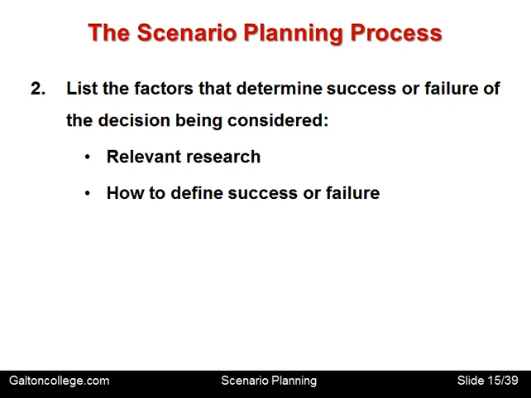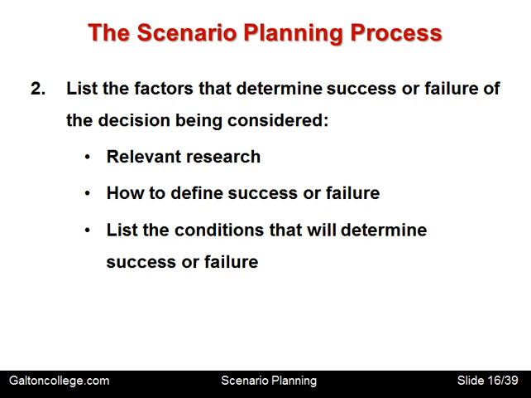And define success or failure. How does a company know when it's successful? Well, it must have set up some criterion that says this is successful, or some criteria if there are several factors to be taken into account. But it must know when it's succeeded. It must know when it has achieved what it set out to achieve. It must have some objective measure. And list the conditions that will determine the success or failure. What determines the success or failure, and list those out.